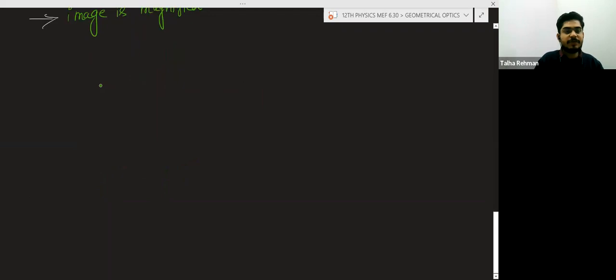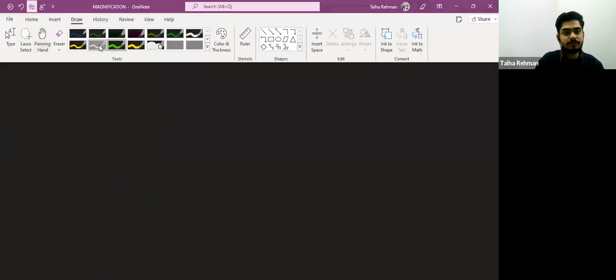Number 4, if magnification is less than 1. So you can say that height of image will be less than height of object. So the height of image is less, and you can say the image is diminished, or smaller than the size of the object.